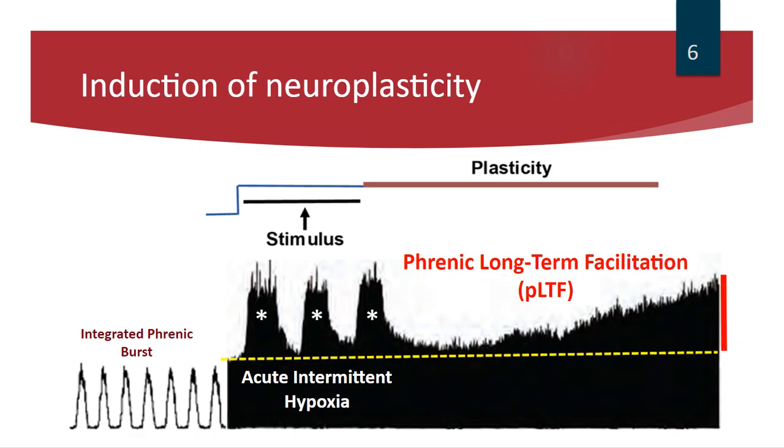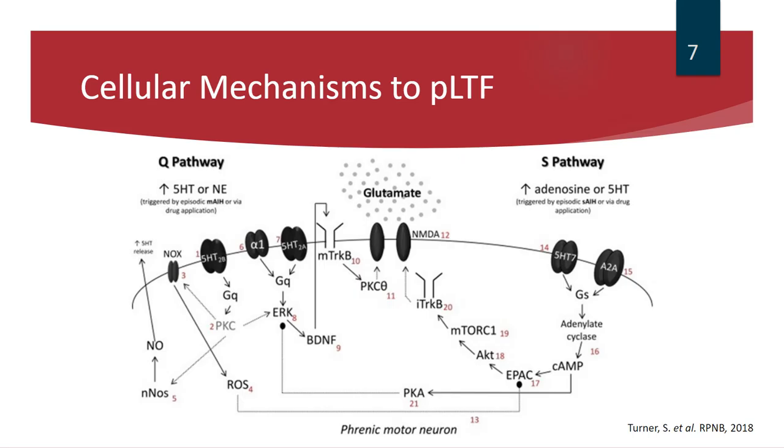This is not a new thing. In fact, we know quite a bit about the mechanisms by which this form of neuroplasticity develops. What you're looking at here is an image taken from a review paper in 2018 by Sarah Turner and colleagues down at the University of Florida. And what it shows are the known mechanisms, or the known mechanisms at that point anyway, that lead to phrenic long-term facilitation.